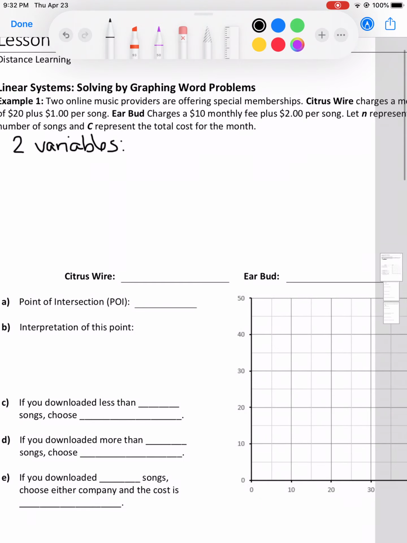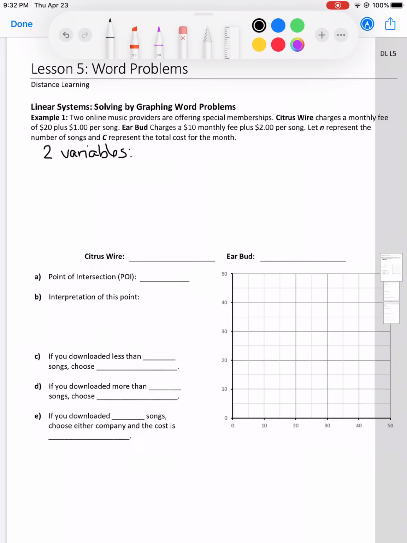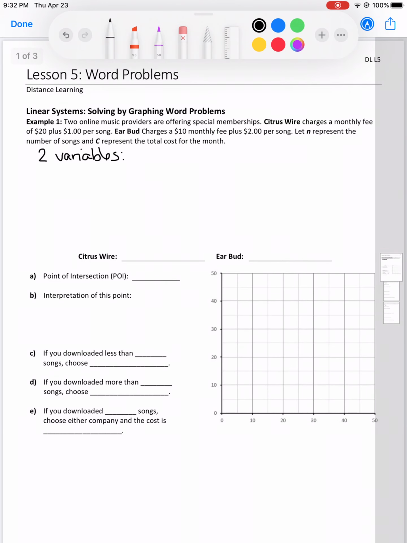Okay, so 2 online music providers are offering special memberships. Citrus Wire charges a monthly fee of $20 plus $1 per song. Earbud charges a $10 monthly fee plus $2 per song. Let N represent the number of songs and C represent the cost.